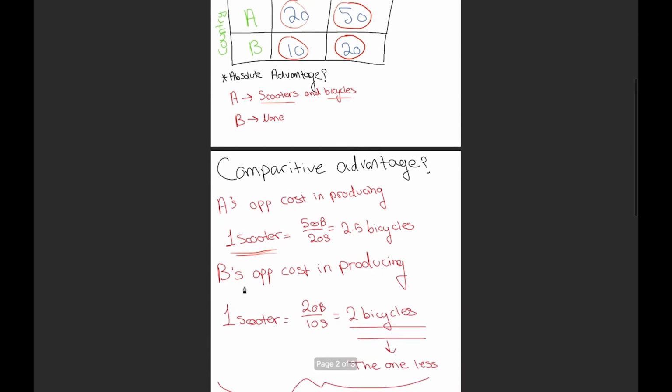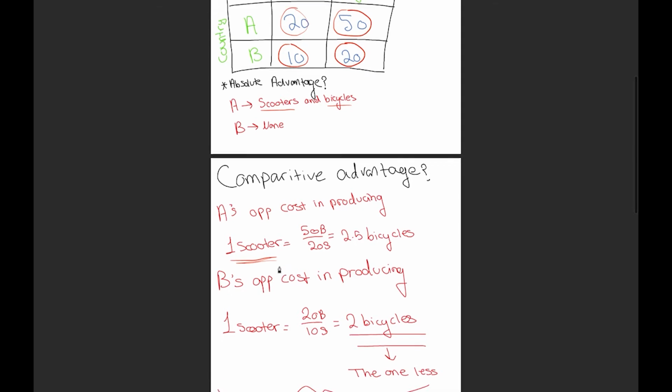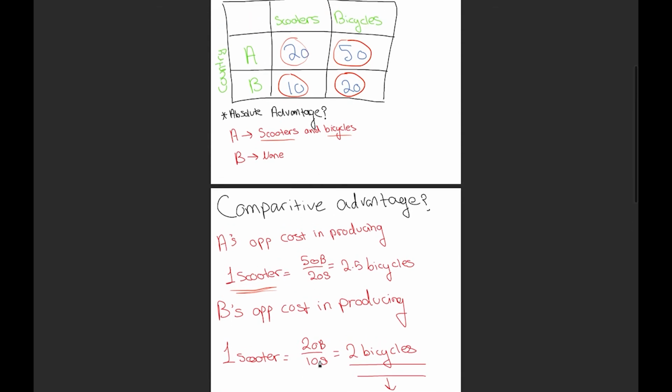Now let's move on to seeing what country B's opportunity cost is. If I use scooters in country A, I have to use scooters in country B. So let's go back to the table and find the numbers I can substitute in. I need to put bicycle over scooter. So I will put 20 bicycles over 10 scooters, because both of them are in country B. And I will get 2 bicycles.